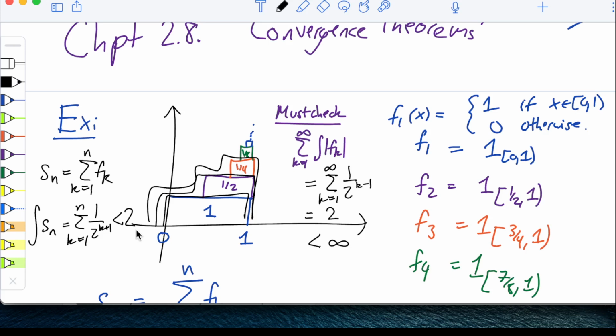Sorry, are you saying that each box is an S? I'm saying S is the sum of the first n boxes. Oh, okay. So S1 is the first box, but S2 is the blue box plus the purple box. Oh, okay, yeah. Which is really the function we want, right? Yeah.